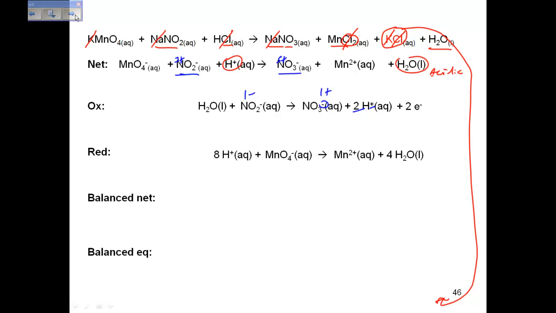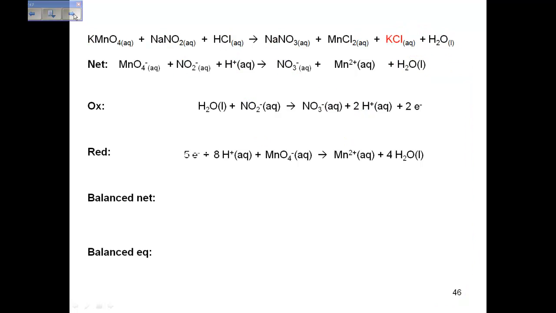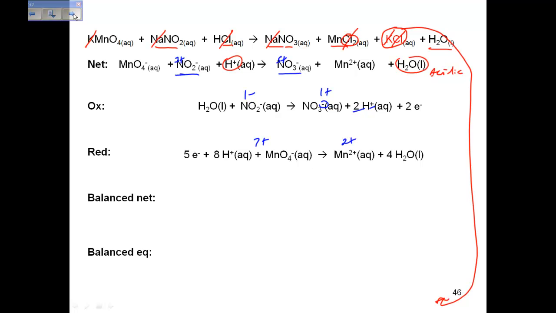The reduction, my total charge on my reactant side is 7 plus. 8 pluses and a minus makes 7 plus. On the product side, I've got 2 plus. So I'm going to add 5 electrons to the reactant side. Now I have 2 balanced half reactions.